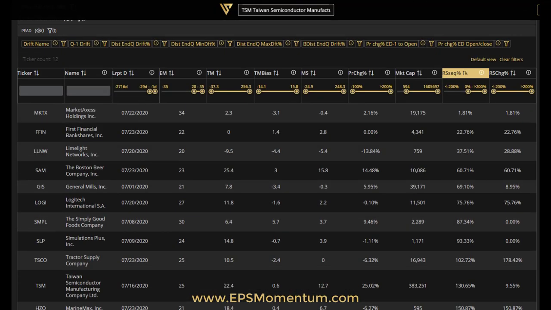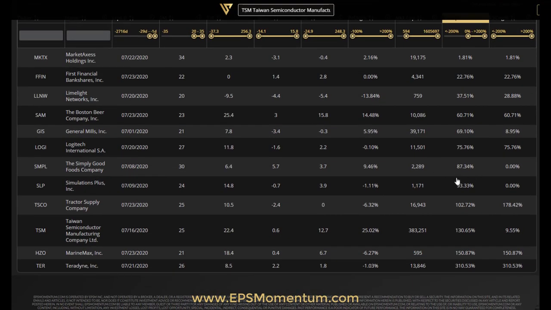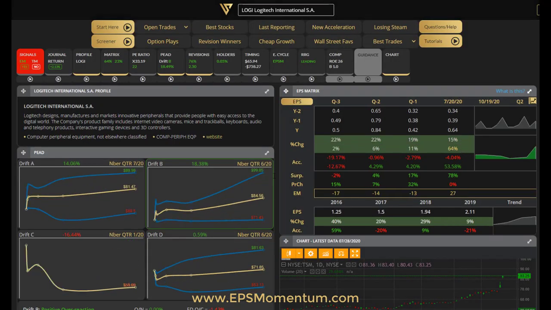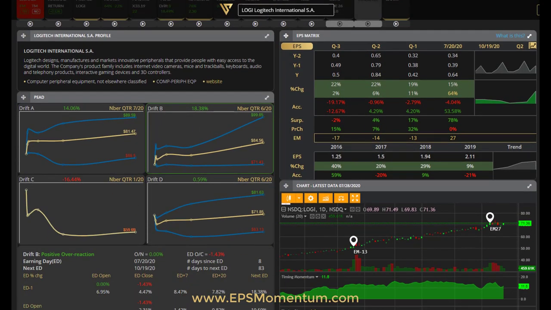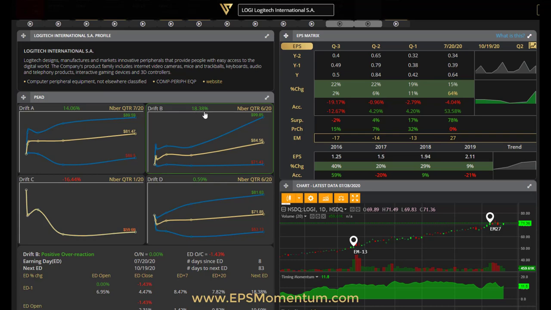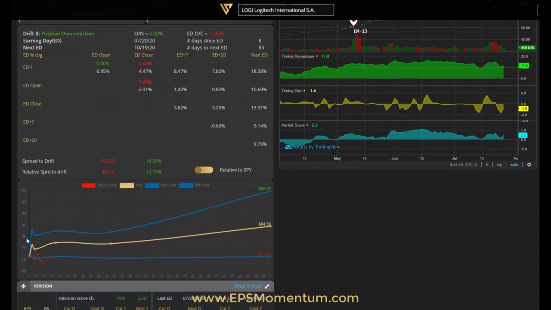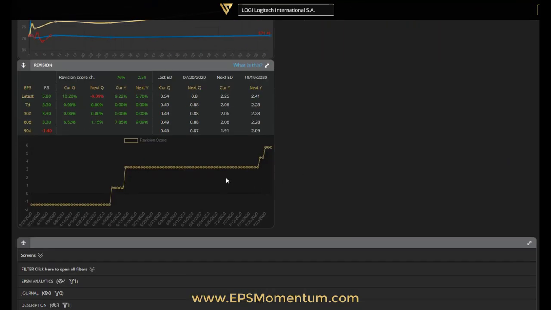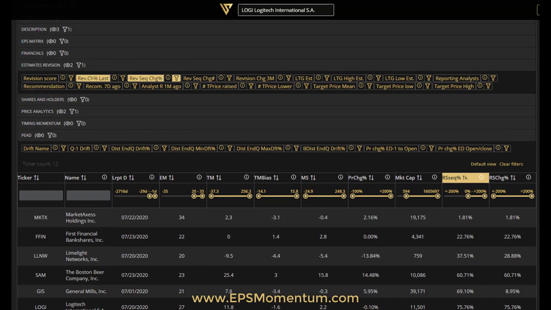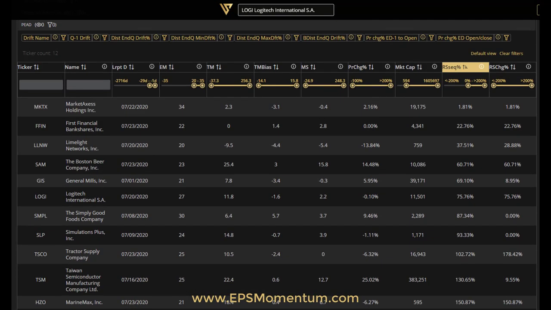The other one is, I don't know, maybe Logitech. Logitech is in Drift B, supposed to go up 18% statistically, hitting the min, and I think there's room there to go back up. Let's have a look at the revision. Revision since the 20th, right there. It's been up 76%, pretty significant. So this is important. So again, a list of great stocks.